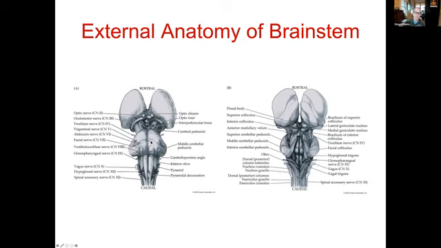We mentioned that one thing that is unique about the brainstem is the presence of cranial nerves communicating information from the periphery back to the brainstem. So most of the cranial nerves can be viewed on this ventral view because they come off ventrally or ventrolaterally off the brainstem.